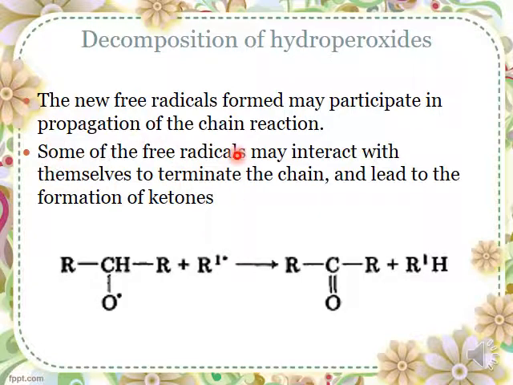So some of the free radical may interact with each other, which in turn will terminate the chain, and once termination occur, it leads to the formation of ketone. So we have the alkoxy free radical here, meets with another radical, to form ketone. Once ketone is formed, the propagation terminate.